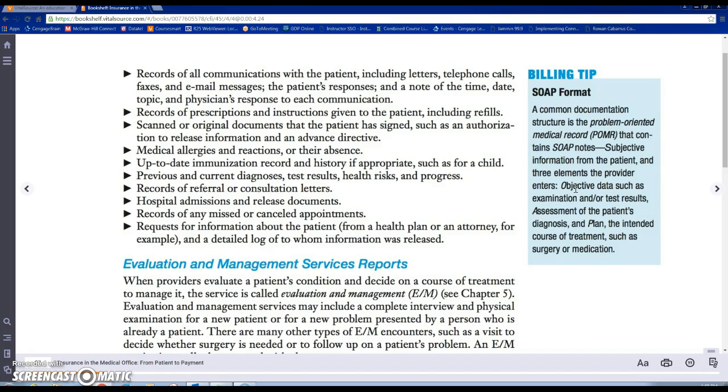And they're quantifiable. The next to last is the assessment, and this is what the doc thinks is wrong with you. And then the last is the plan. The plan takes the subjective, the objective, and the assessment, puts it together, and the plan is how are we going to treat you? Do you need antibiotics? Do you just need to go home and rest? That type of thing. That's a SOAP format.